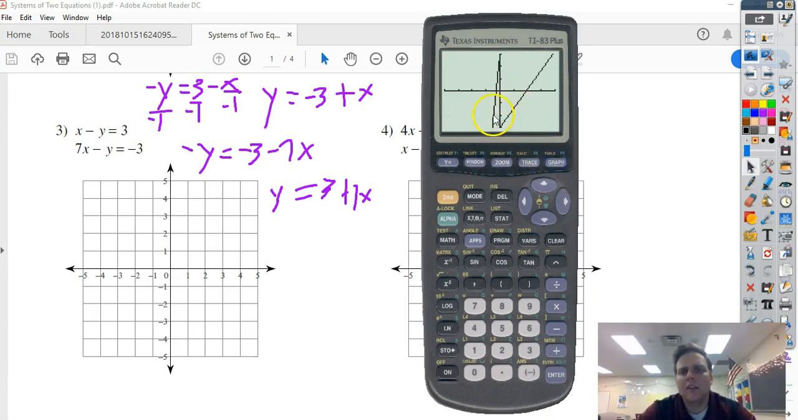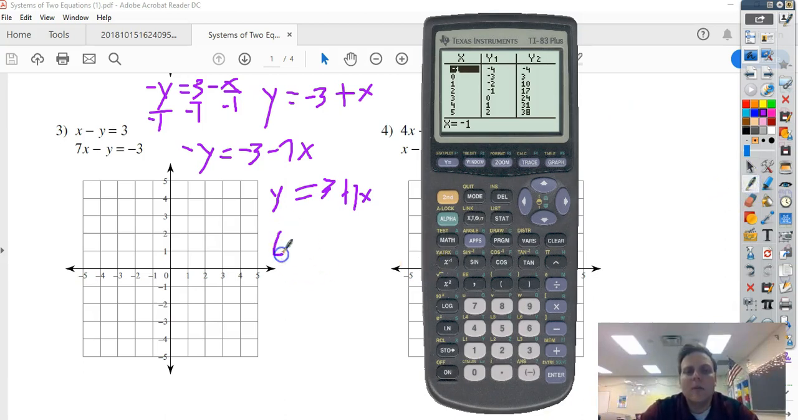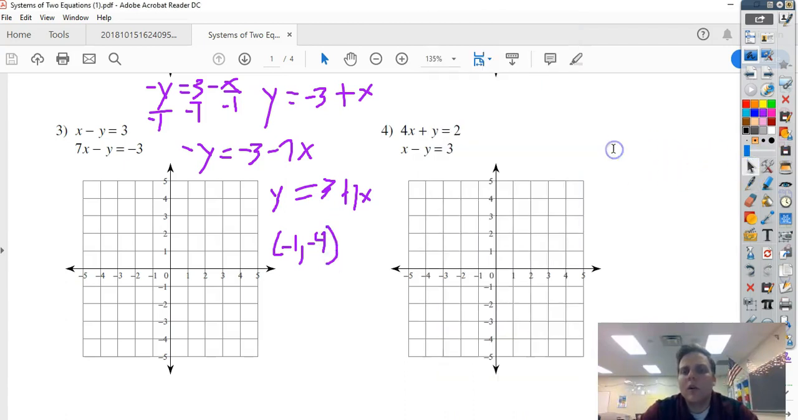What does it look like? It looks like they're meeting somewhere right around negative 1. Oh, I didn't look at it right. Negative 1, negative 4. Can you see how both y's are negative 4? So that's where they meet. They meet at (-1, -4). Okay, what about number 4?